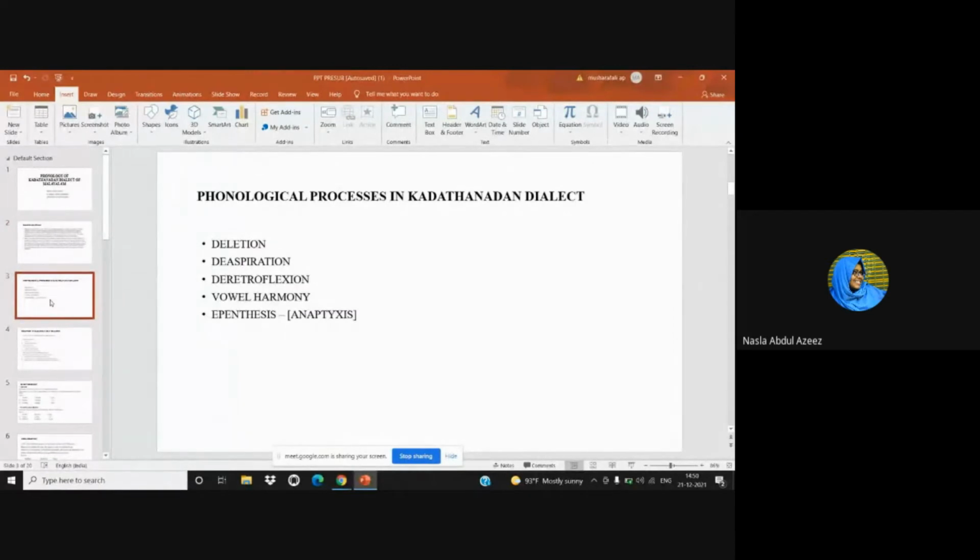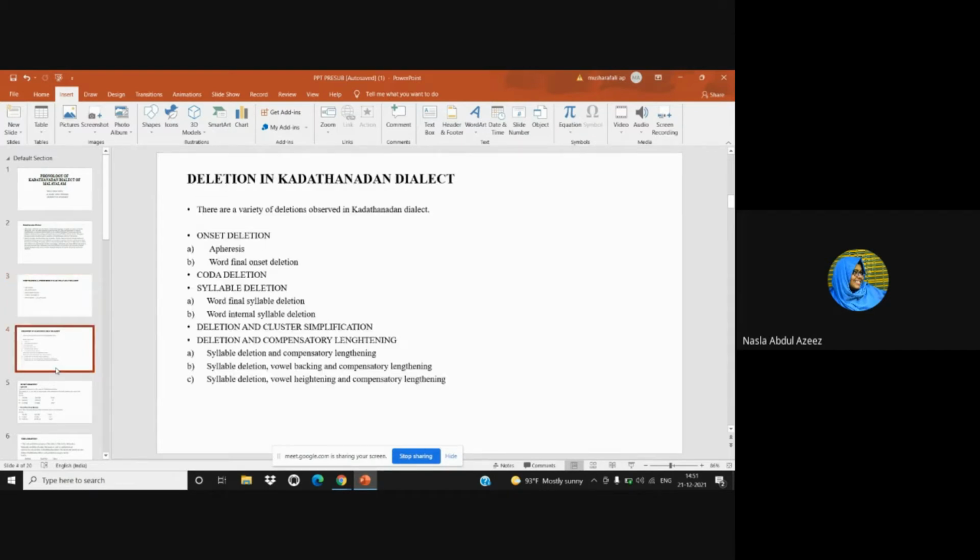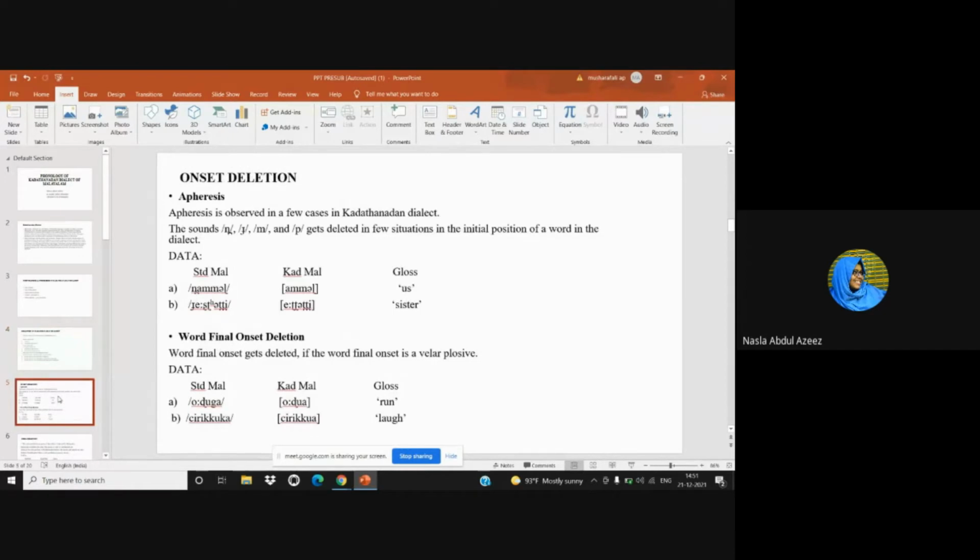I have observed a few phonological processes which are happening in Kadathanadan dialect. They are deletion, deaspiration, deretroflexion, vowel harmony, and epenthesis. Now let me go into them one by one. In deletion itself, there are a variety of deletions observed in Kadathanadan dialect: onset deletions, coda deletions, syllable deletions, cluster simplifications, and deletions with compensatory lengthening. Let me discuss first onset deletion.